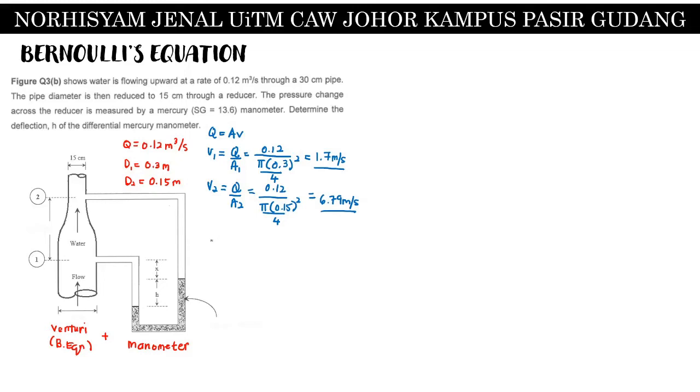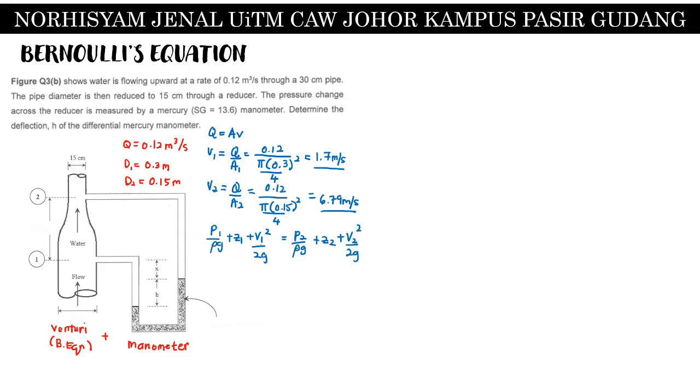We will continue our calculation by doing a Bernoulli equation study, which is P1 over rho g plus Z1 plus V1 square over 2g is equal to P2 over rho g plus Z2 plus V2 square over 2g. Okay, so pressure 1, pressure 2 here.